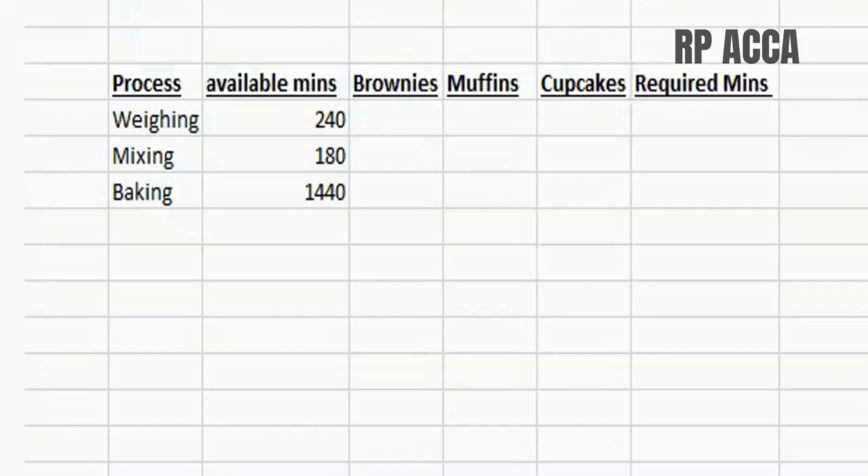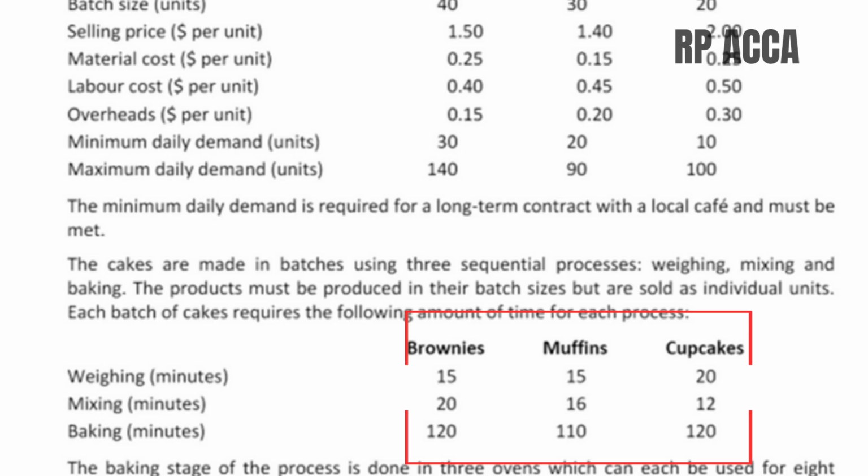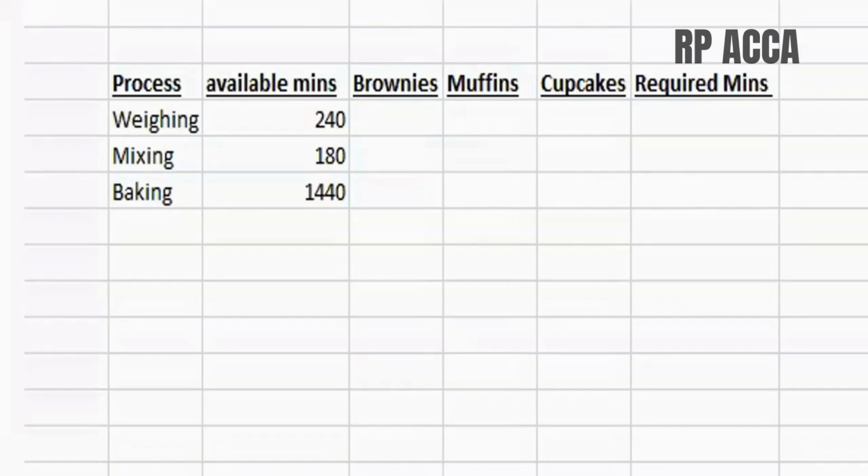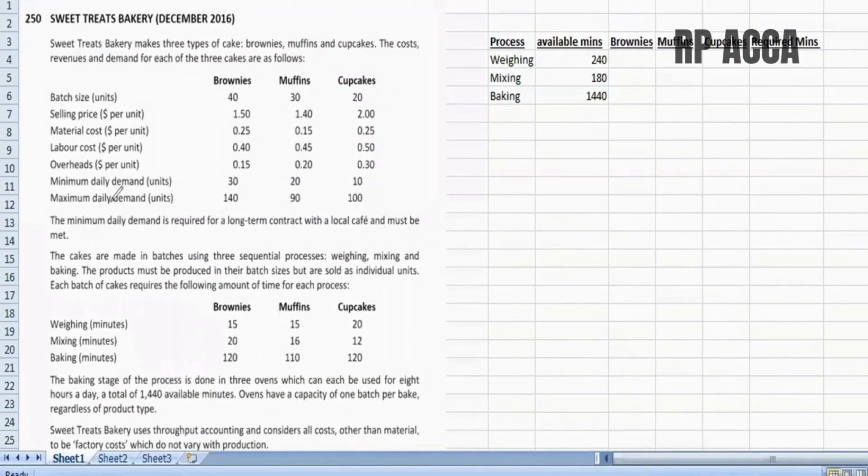In a question like this, it's actually the process for which the required minutes is more than the available minutes. Okay, so we need required minutes. Again, 2 things to note here. Firstly, the required minutes given in the question is for 1 batch. We need total required minutes. For that, we need to know how many batches they need. Is that information given in the question? Nope. We need to find that based on the maximum demand information given in the question.